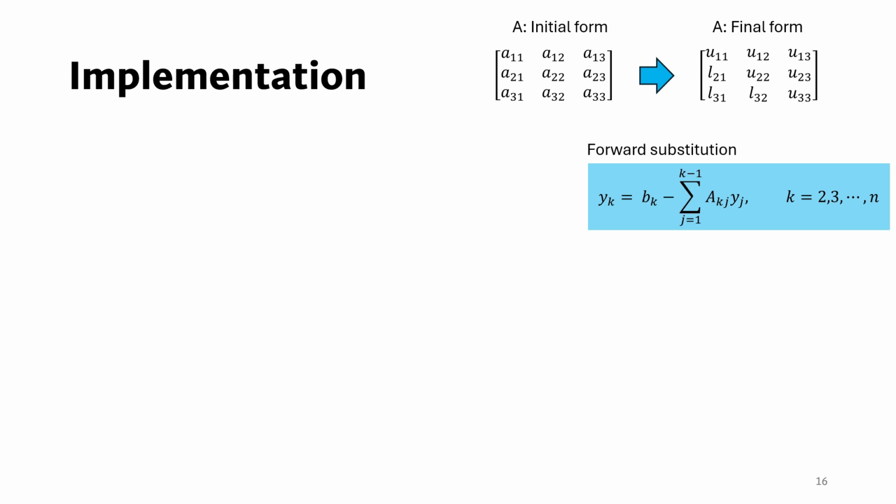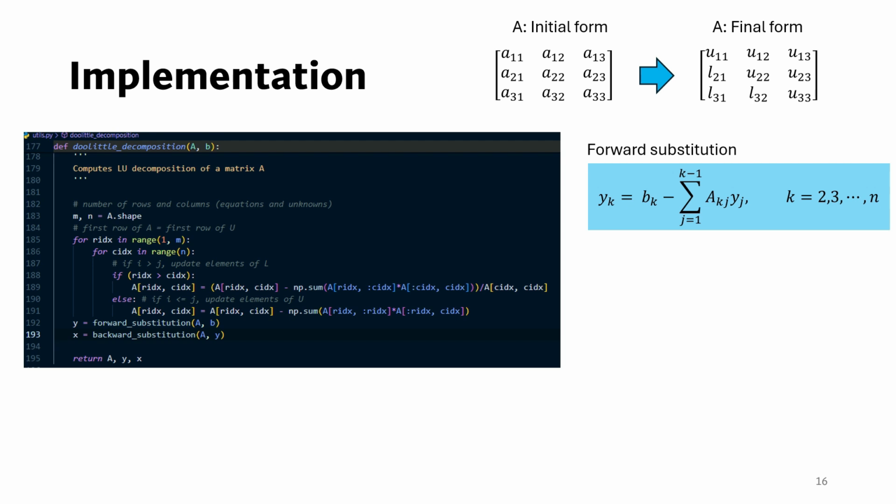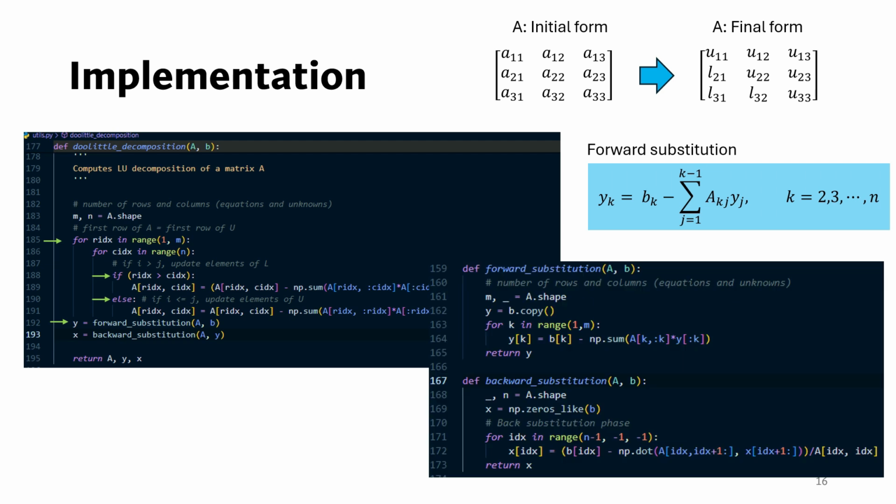For that, we write a function, Doolittle decomposition, which takes the coefficient matrix A and the output vector B as inputs. Then the first row of A is the same as the first row of the U matrix, so we start from the second row. Then we loop over the columns, and if the row index is greater than the column index, we update the lower triangular element, otherwise we update the upper triangular element. After that, we run the forward substitution followed by the backward substitution. This is the code for forward and backward substitutions.